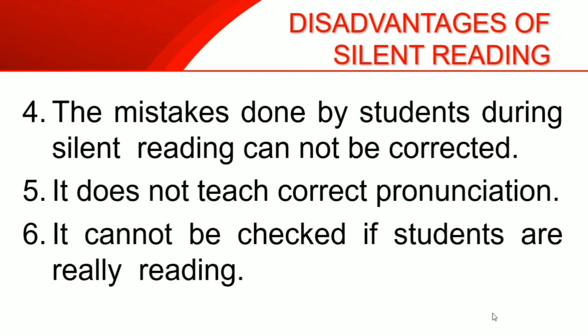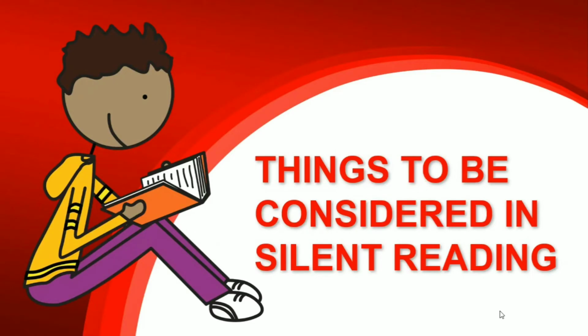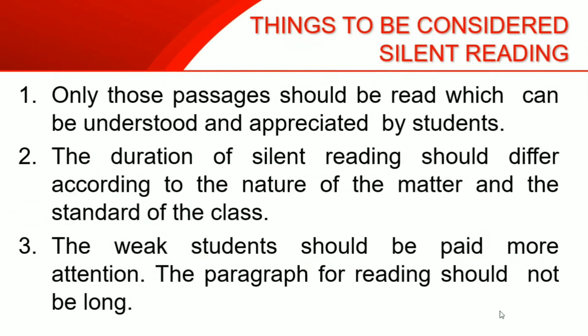Number 6, it cannot be checked if students are really reading. Now, here are the things to be considered in silent reading. Number 1, only those passages should be read which can be understood and appreciated by students. Number 2, the duration of silent reading should differ according to the nature of the matter and the standard of the class. Number 3, the weak student should be paid more attention.